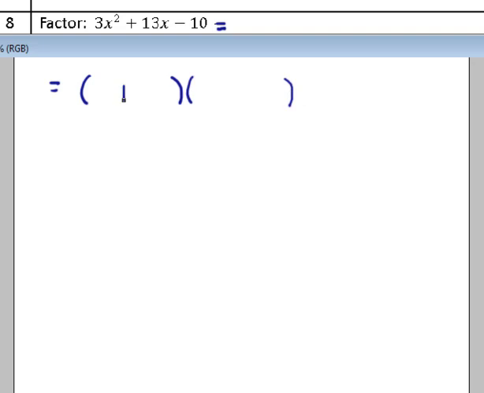So we'll start off, let's say, with plus minus. And here we need two things whose product is 3x squared, so that'll be 3x and x. And here we need two numbers whose product is 10, so we can try 5 times 2, or 2 times 5. Now keep in mind we want a 13 in the middle. So let's say we put the 5 here and the 2 here.